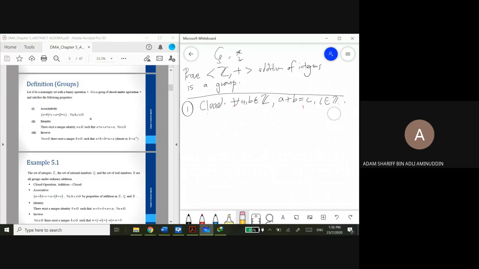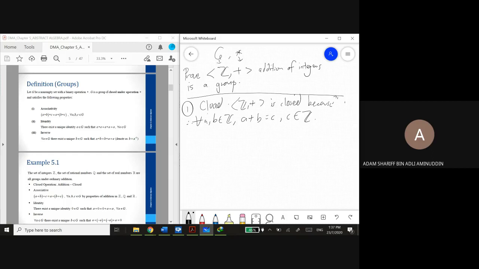So to answer this question, is it closed? This is the actual answer that can be accepted. It is closed, because for every 2 integers, A plus B, C is always an integer. This is the statement already, the proof already.